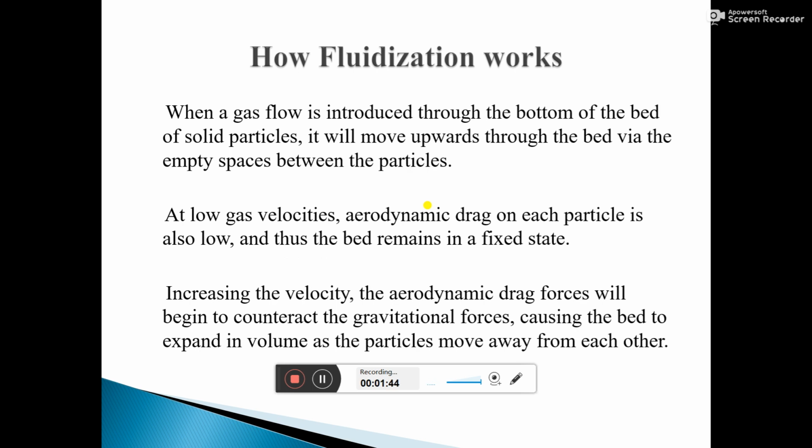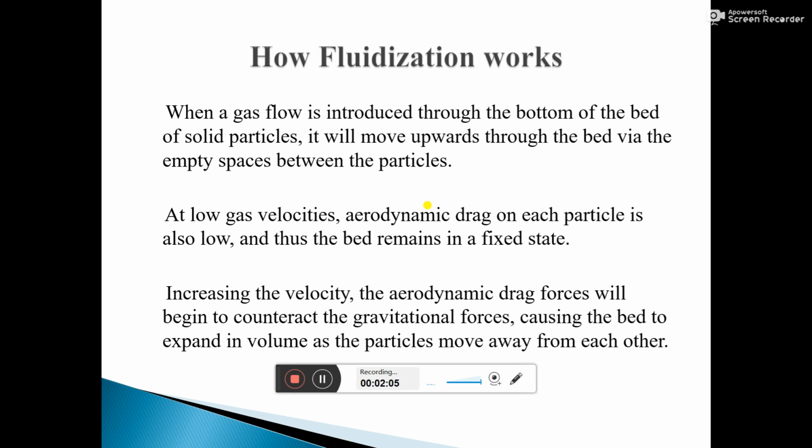Let's now discuss how fluidization works. First, we discuss how fluidization works and then we go to the topic of fluidized beds. I know you are all concerned about how a fluidized bed works, but first let's study how fluidization works.